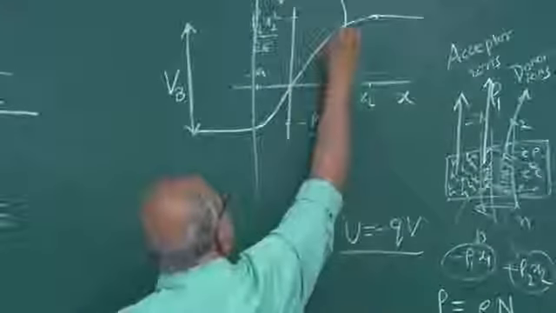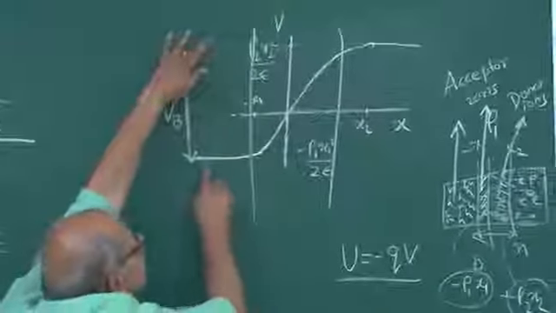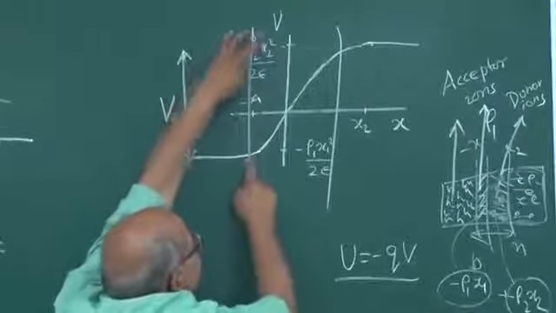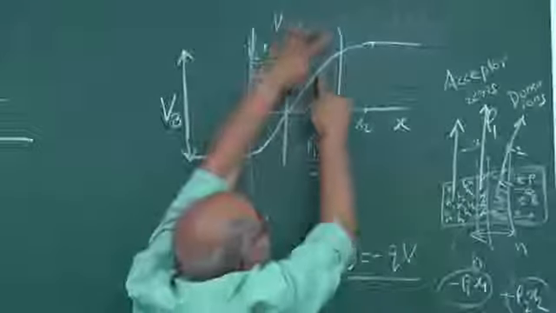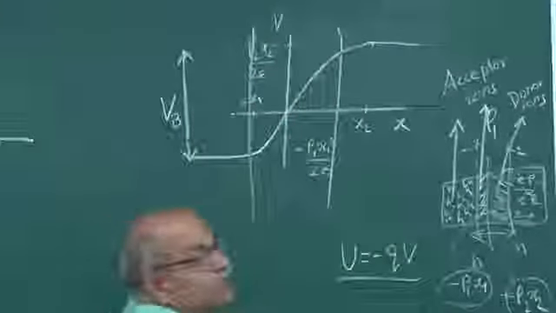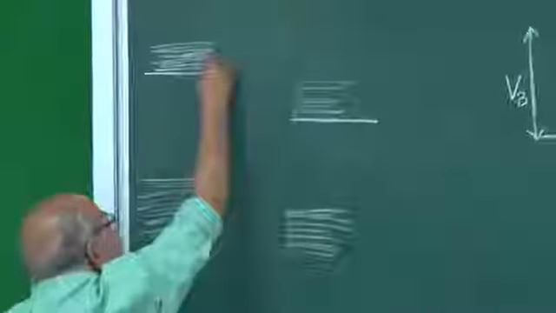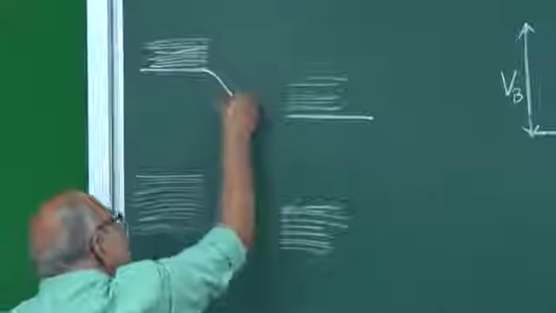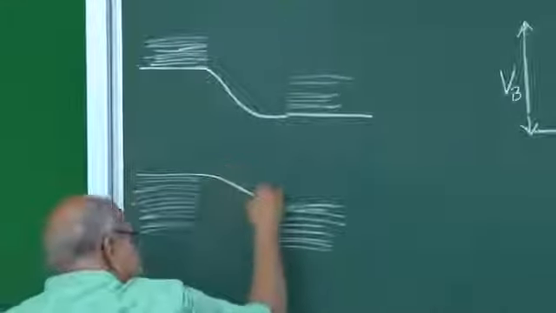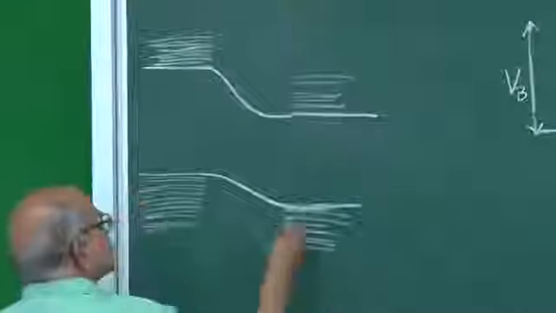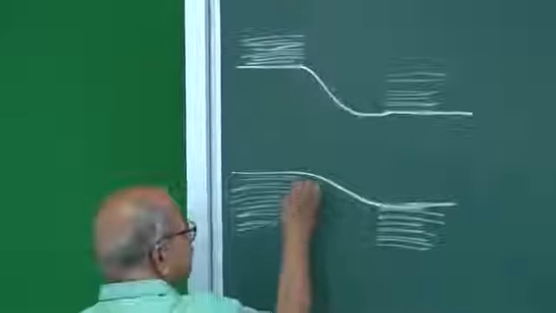That shift gradually decreases. So if I take this as the reference, the shift is this much here, this much here, this much here, and this much here. All right. So gradually it will come and join here like this. So that's the kind of energy diagram you will have.